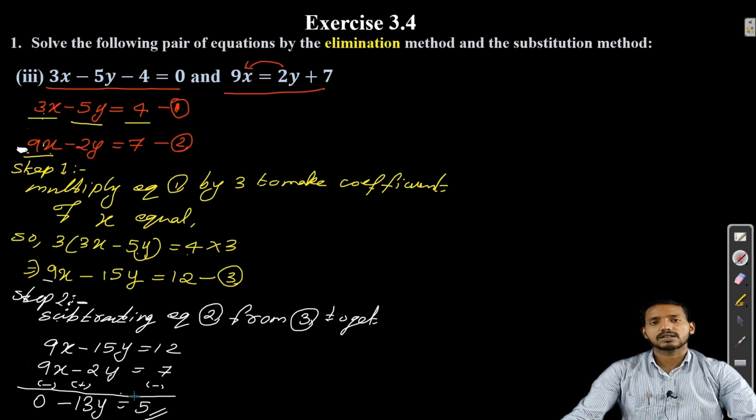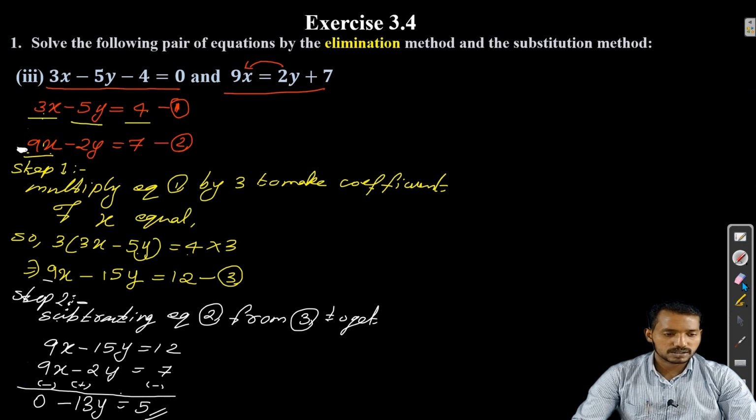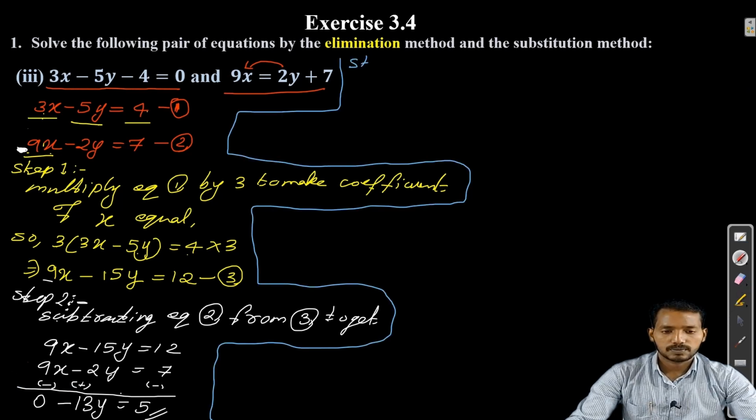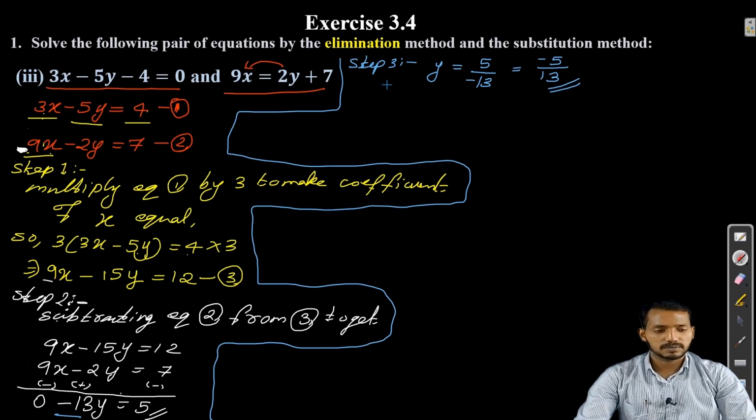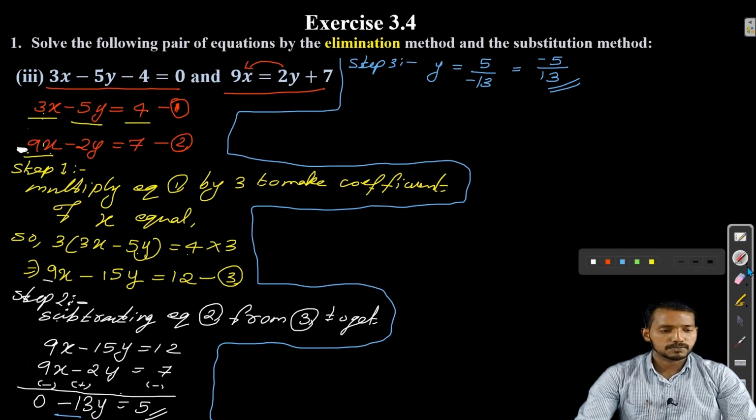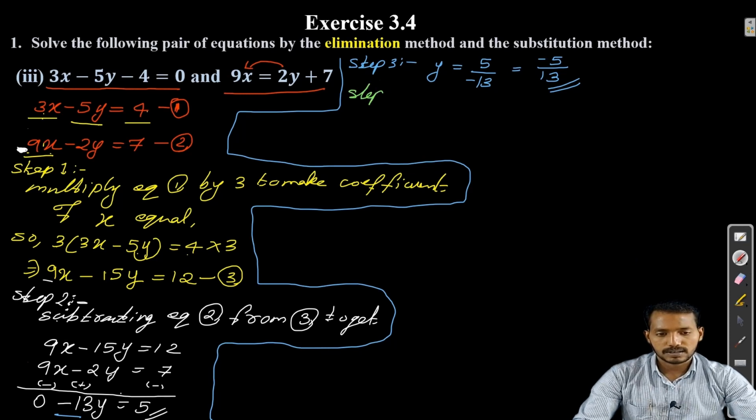Now we got an equation in one variable. Now proceed with step 3. In step 3, what will we get? y is equal to 5 divided by minus 13, taking minus 13 to the right side, which we can also write as minus 5 by 13. We got the value of one variable. Now proceed with step 4 to get the value of x. In step 4, what we need to do?